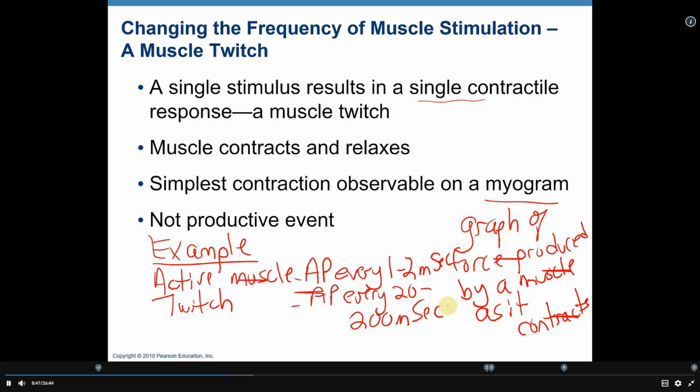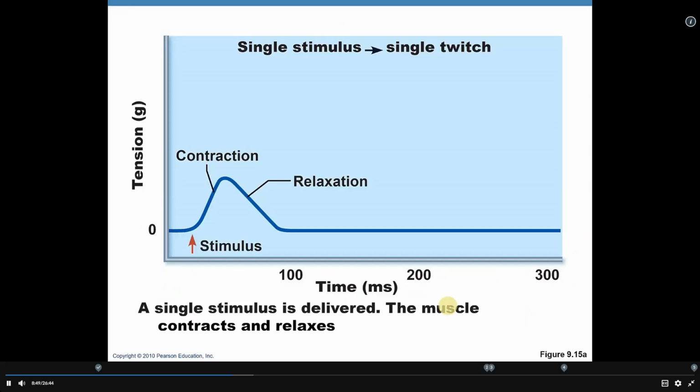So let's look at a myogram. And here's a myogram. You'll notice on the x-axis down here, we have time in milliseconds. Remember, there's 1,000 milliseconds in a second. And then up here, you have tension in grams. And think of this as the amount of weight that you're moving, or the amount of force that's being produced.